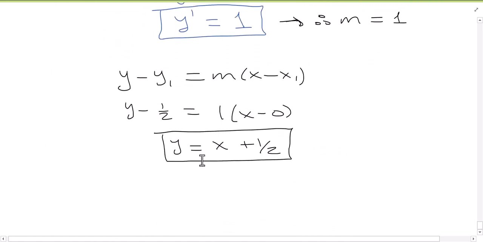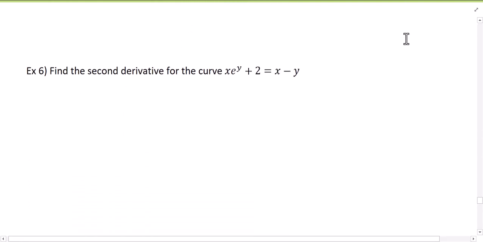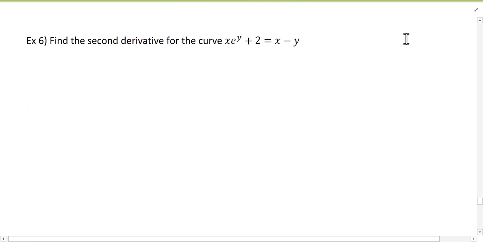All right, let's try our next example, which is finding second derivatives implicitly. All right, for our next example, find the second derivative of the curve x e to the y plus 2 equals x minus y.